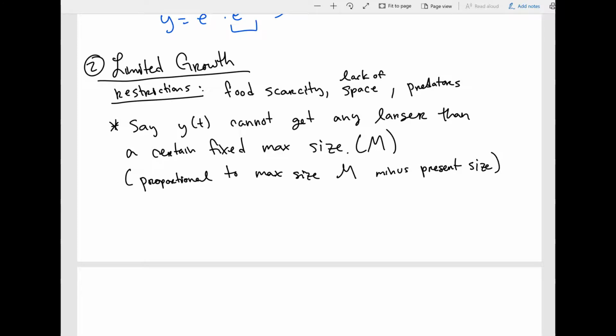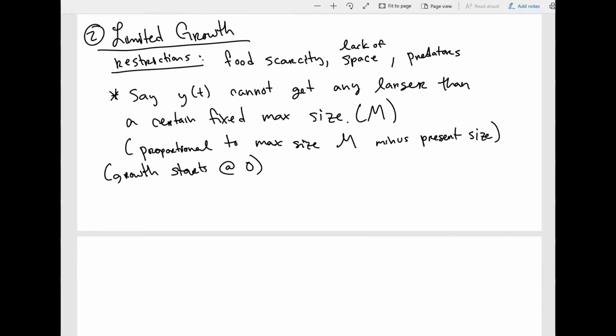Okay, and always with these types of problems, we're going to assume that the growth starts at 0. So initially we have nothing. Okay, and a way that we can try to write this differential equation is that the rate of growth is directly proportional to the maximum size minus the present size. Okay, so this is what we have, and we're going to say here that y of 0 equals 0. Initially we have 0.